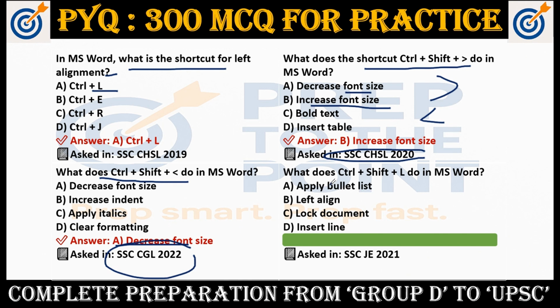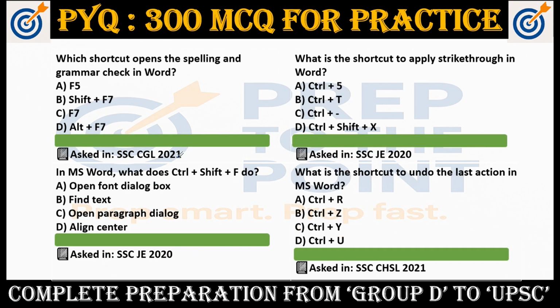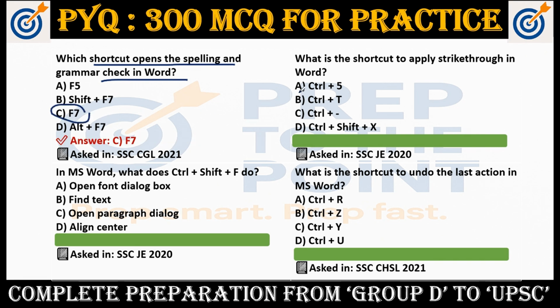What does Control Shift L do in MS Word? Apply bullet list. L for list, bullet list. Which shortcut opens the spelling and grammar check in Word? Spelling and grammar check, F7 for all the apps. What is the shortcut to apply strike through in Word? Control 5. Control 5 to apply strike through.